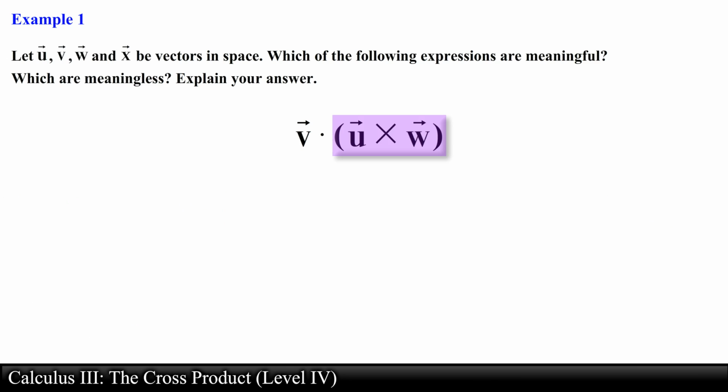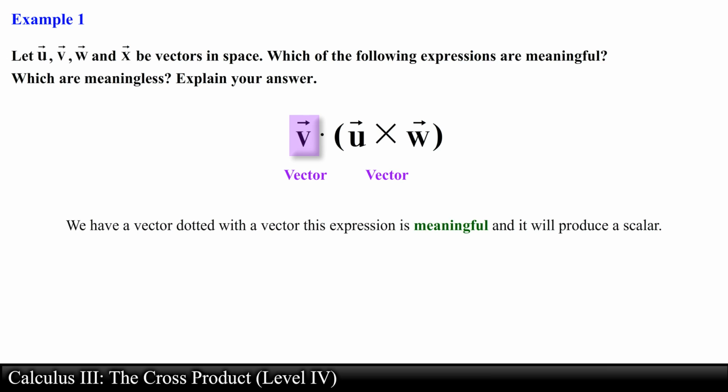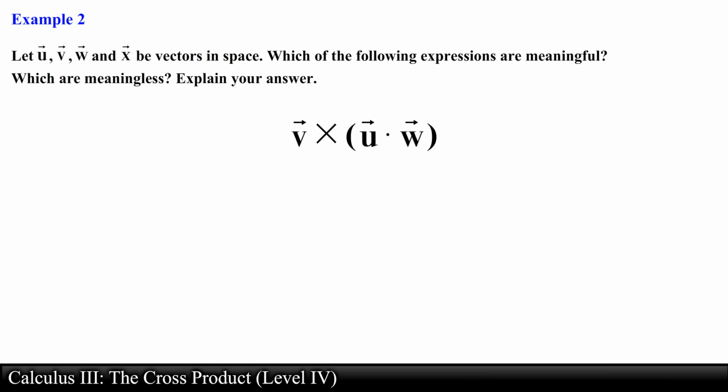Taking a look at the expression inside the parentheses, we see that we are taking the cross product between two vectors. This operation will produce a vector which will then be dotted with vector v, producing a scalar in the process. So this expression is meaningful. Let's take a look at the next expression.